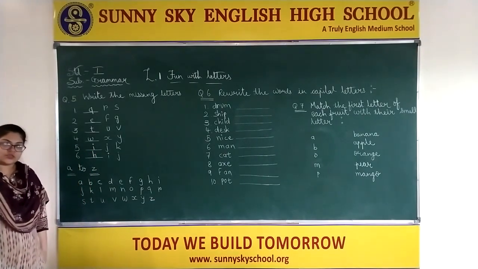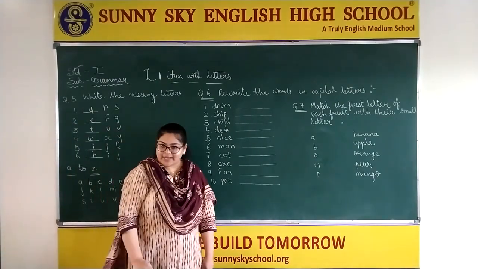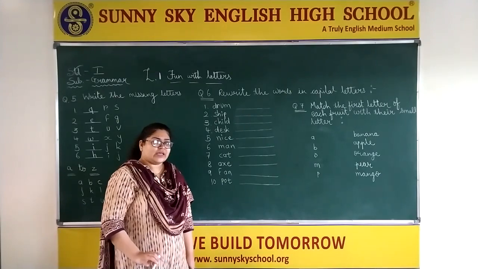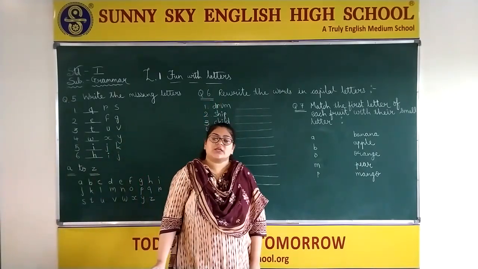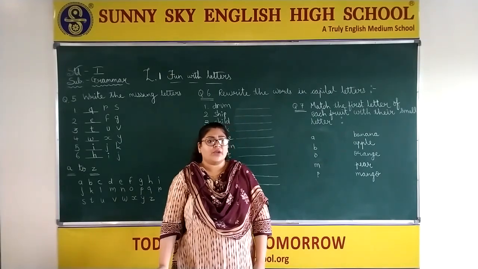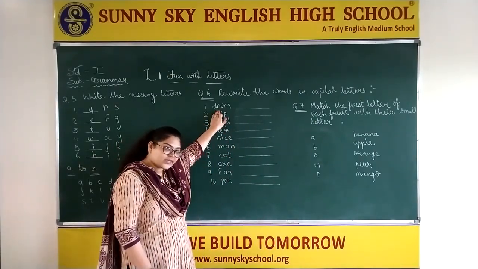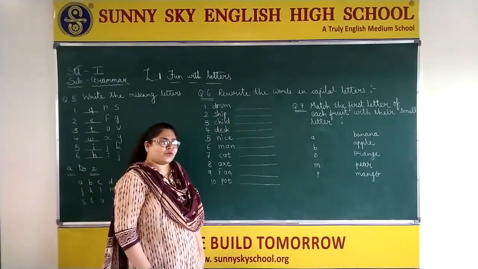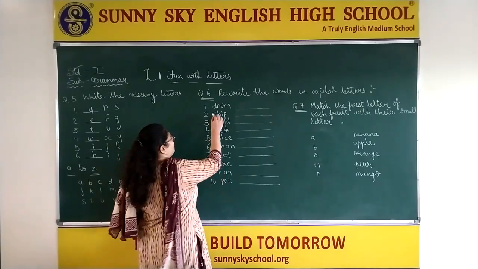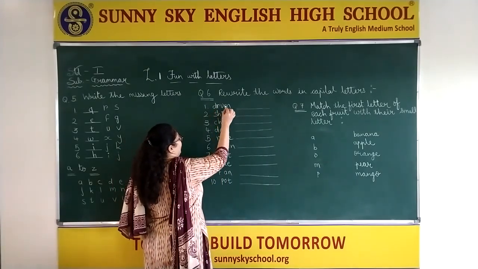This is the missing letters. You all have understood the missing letters. Now we are going on our next question. It's very easy. Question number 6 is rewrite the words in capital letter. Here we have to write the same word, but we will write all these alphabets in capital. You can do it, right?